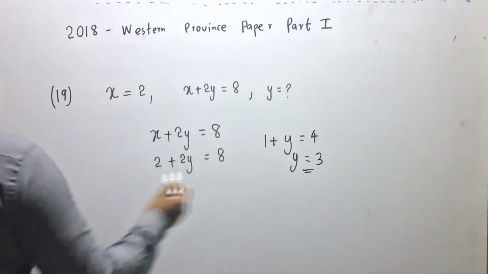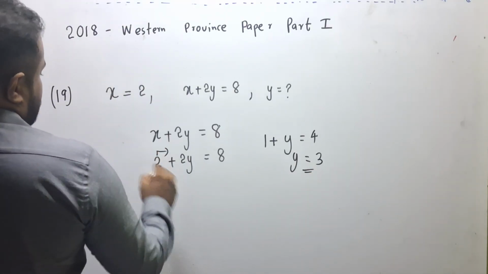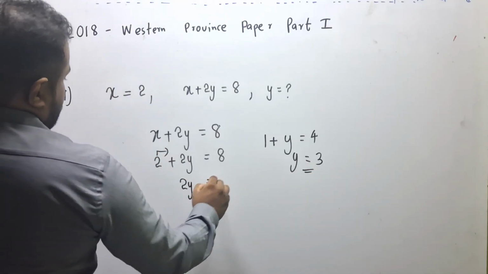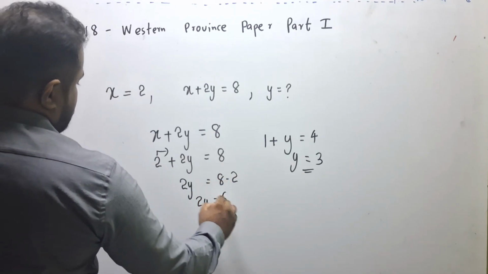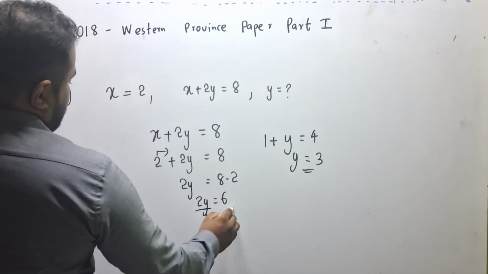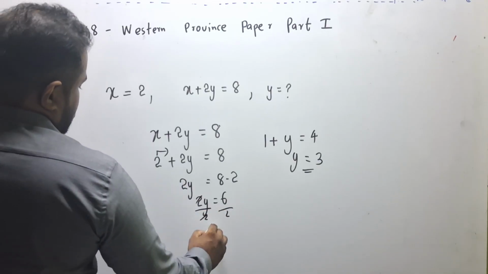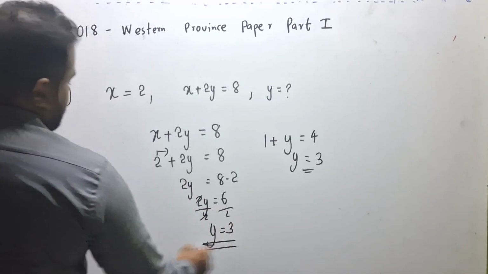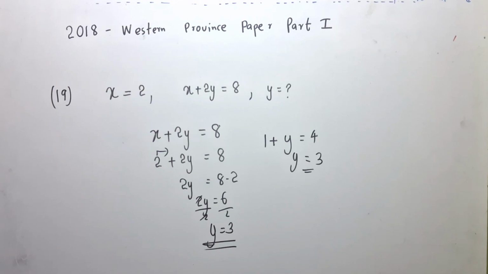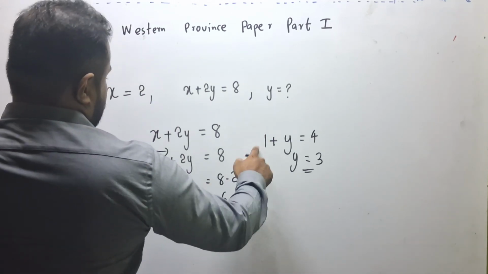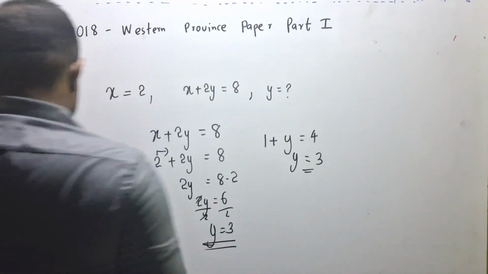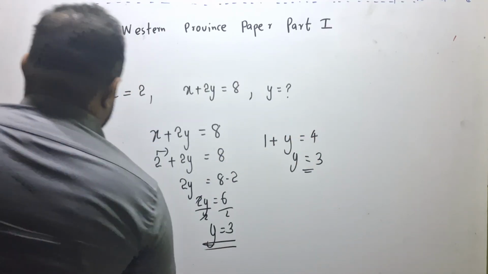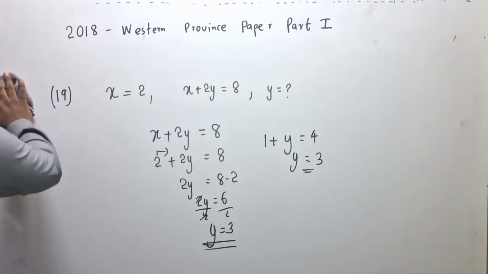Okay. If you don't like that method, you take 2 to the other side. 2y equals 8 minus 2. 2y equals 6. Divide both sides by 2. Y equals 3. You are getting the same answer. What happened here was 2 divided by 2, 2y divided by 2, 8 divided by 2. You can use any method to find the value of y.